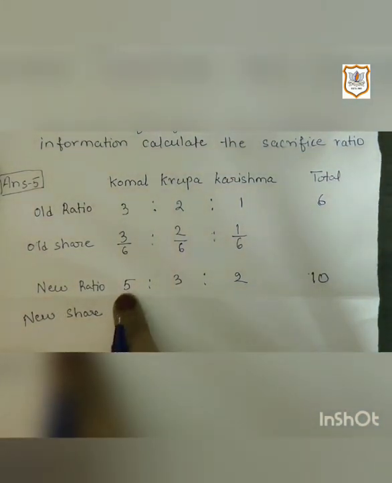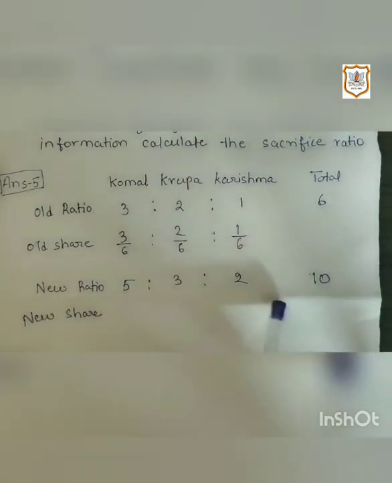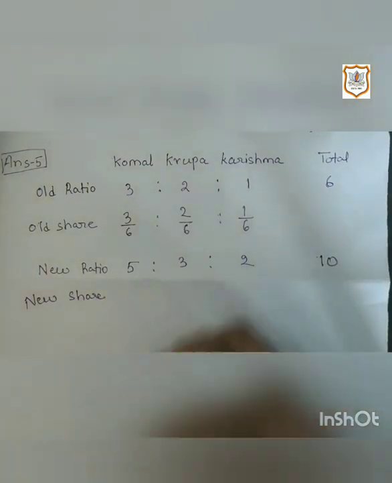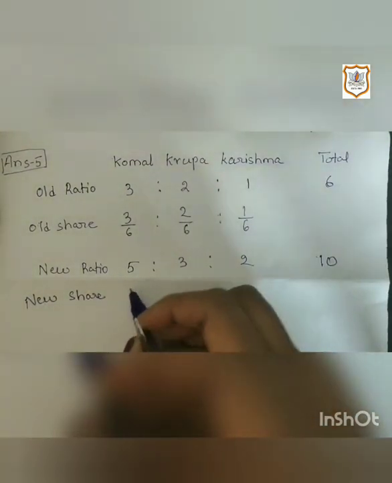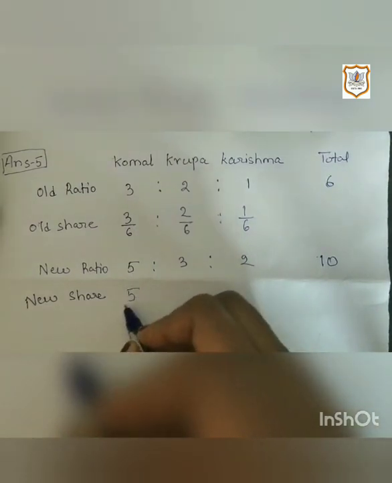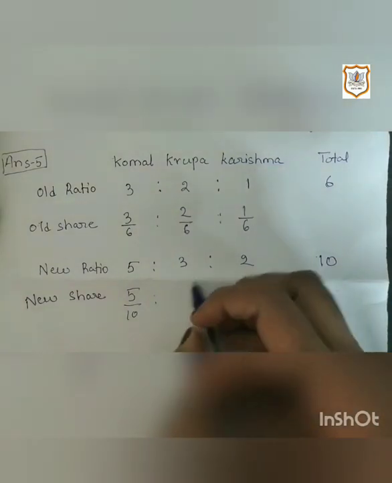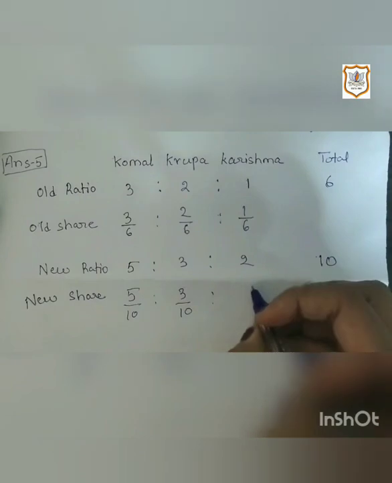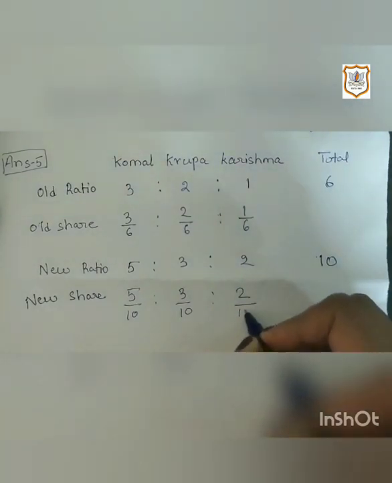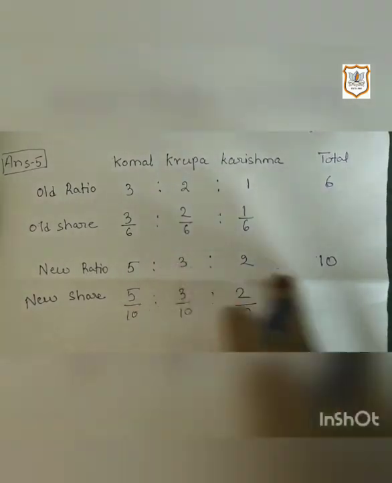We have been given the new ratio also, which is 5:3:2 and the total is 10. In this way we can say that they have decided that in future Komal will get 5/10 and Krupa will get 3/10 share and Karishma will get 2/10 share. We have taken denominator 10 because here the total is 10.